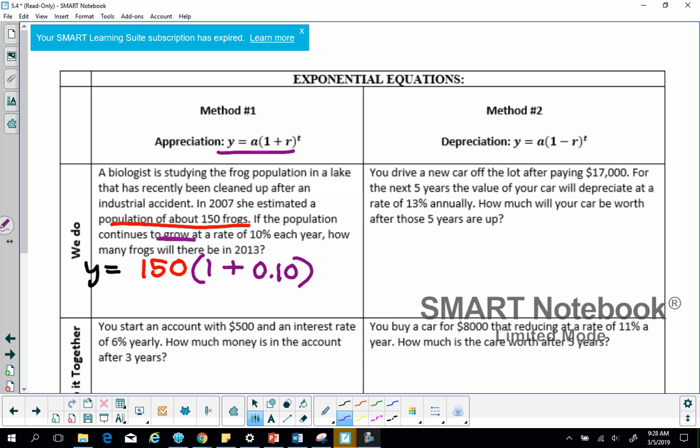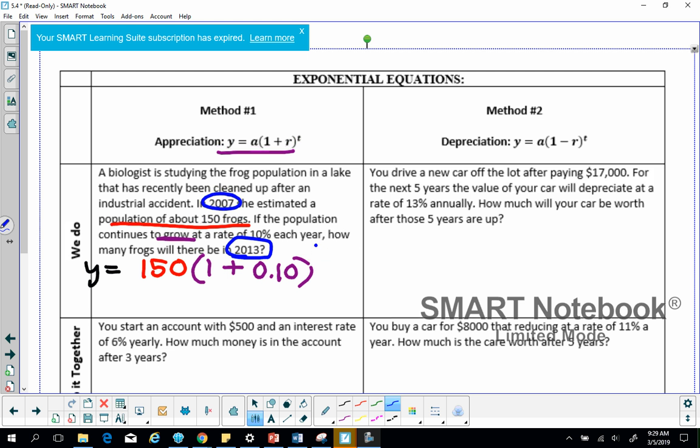And then to the X. But now they want us to fill in X. They're saying how many frogs will be there in 2013? I would figure out, okay, how many years is between 2013 and 2007? How many years is that? Good. When I originally did this, I said 5. So here's my 5.